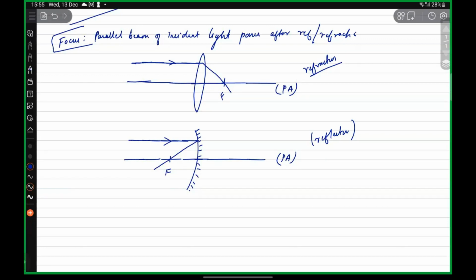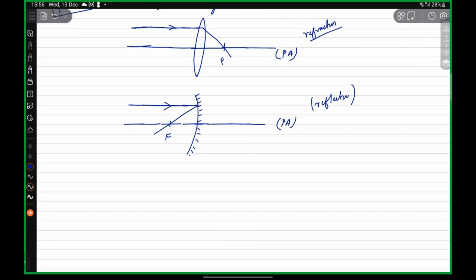So this is how a focus works. Focus is a point on the principal axis where an incident light beam parallel to the principal axis passes through it after reflection or refraction. It can be on any spherical mirror. You can take a spherical mirror of any kind, or you can take a spherical lens of any kind. And if an incident ray of light is parallel to the principal axis, then after reflection or refraction it will surely pass through the focus. You should be very aware of that, right?